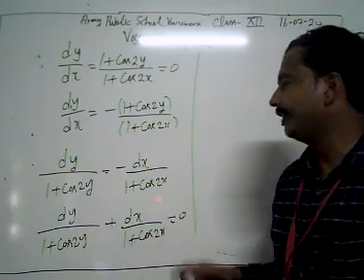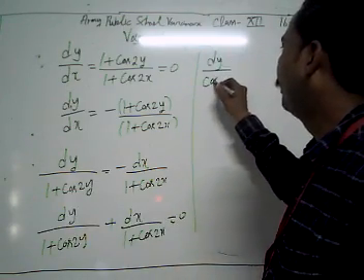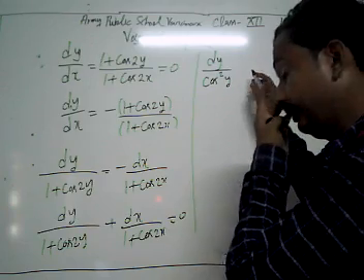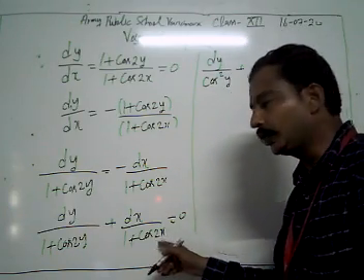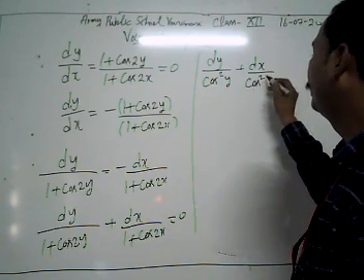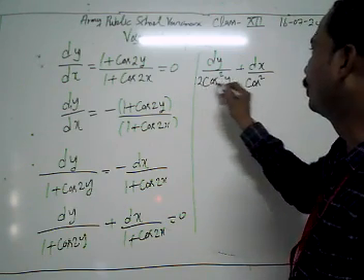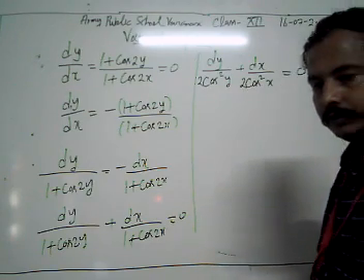Then we have dy upon cos square y. Again, this can also be changed by 2 cos square x minus 1, plus dx upon 2 cos square x equal to 0.